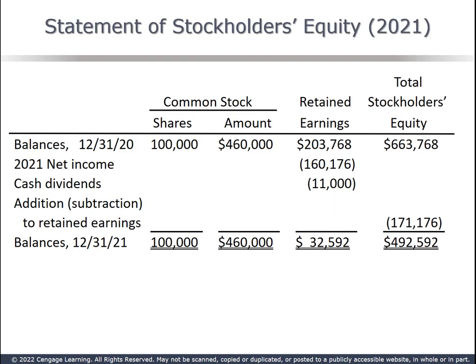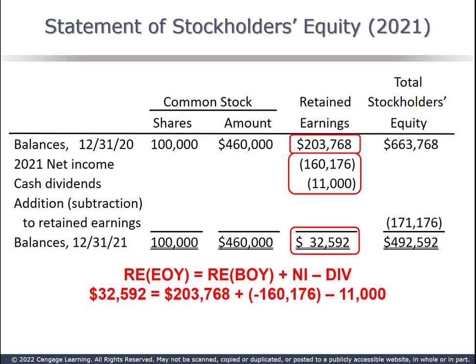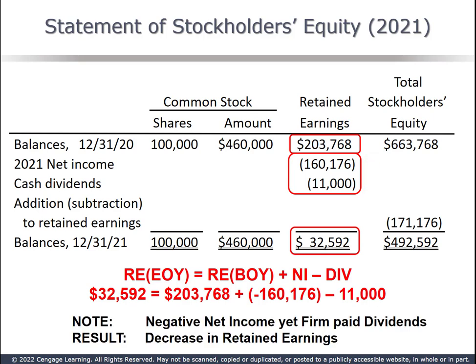DeLeon's statement of stockholder equity is a simple statement, since they didn't issue any new stock. Beginning of the year retained earnings plus net income, which was negative, minus dividends paid, equals end-of-year retained earnings. Of note, even though they reported a negative net income, they paid dividends anyway. Dividends were paid out of retained earnings which belonged to the shareholders but were retained to reinvest in the firm.